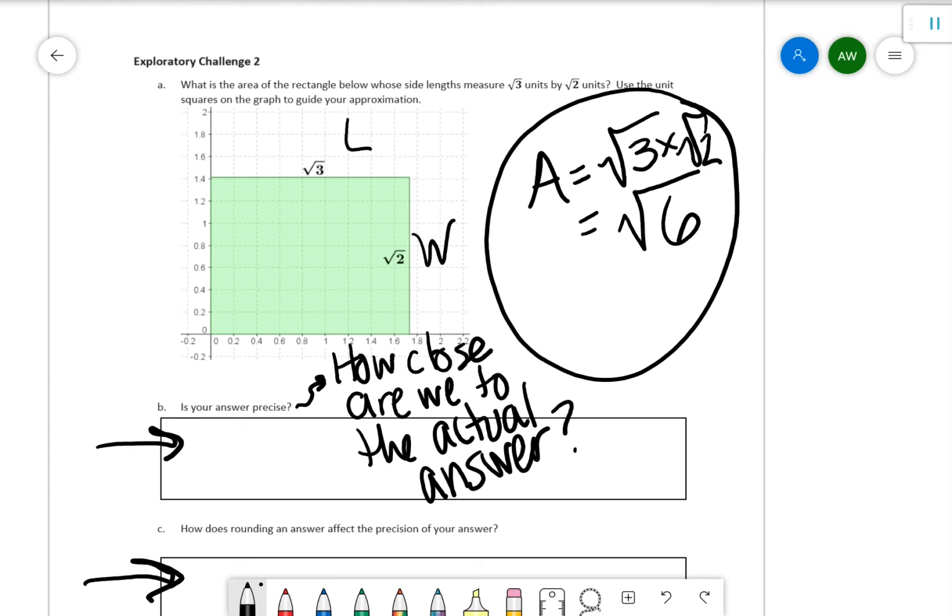So in this box here, if you didn't already, you want to make sure that you talk about how close is the answer that you got, right? You may have gotten a decimal here. How close is your answer to the actual square root of 6?